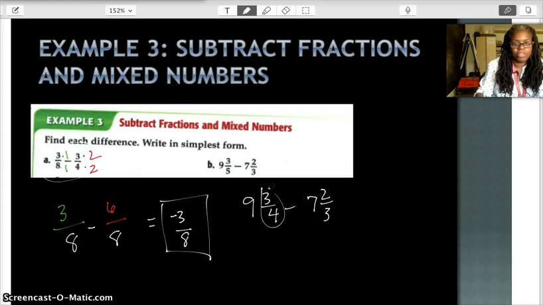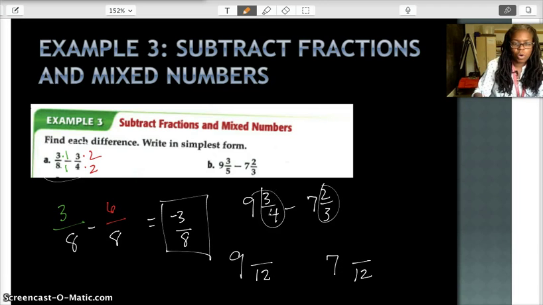Let's just deal with the fraction for now. Right? So I have 9 and, what would be the common denominator of these fractions? It will be 12, right? 4 and 3 are mutually prime. They don't have any factors in common, so I'm going to end up multiplying them together to get our common denominator, all right? So I'm using 12.